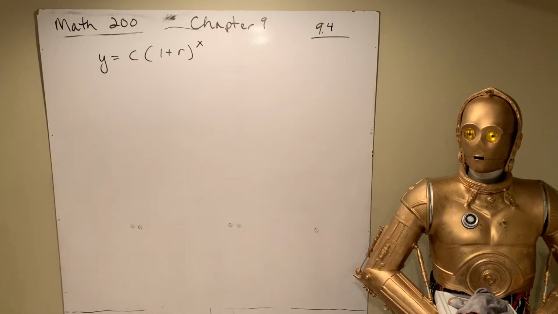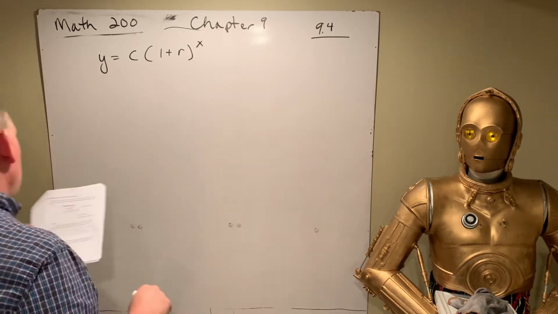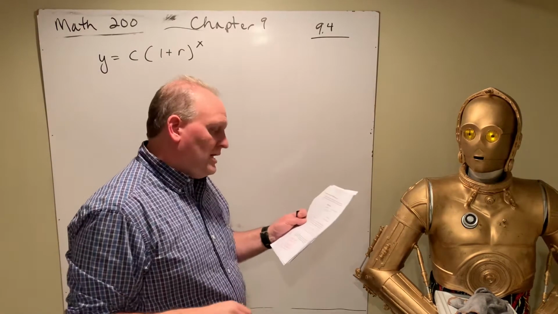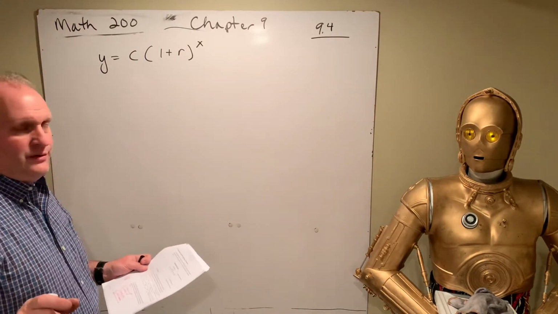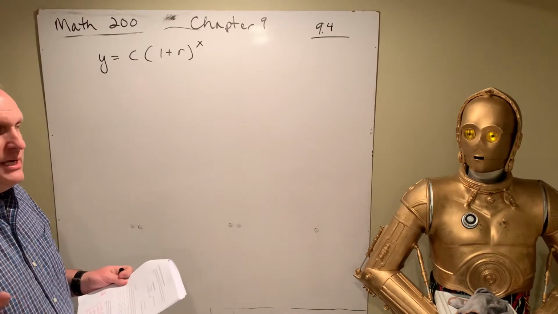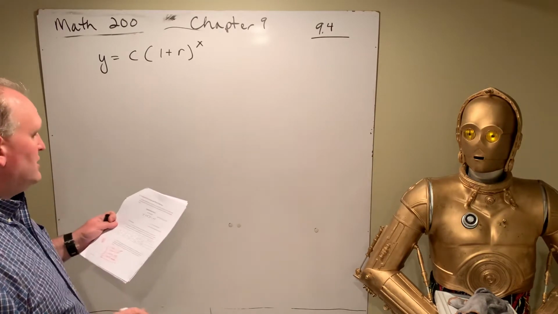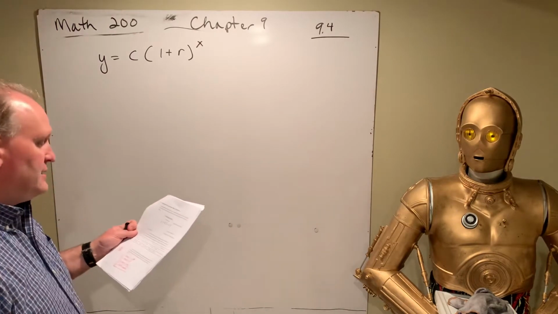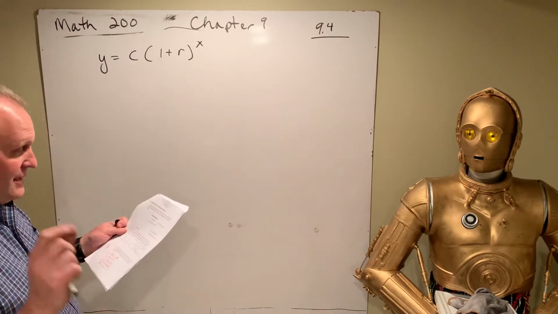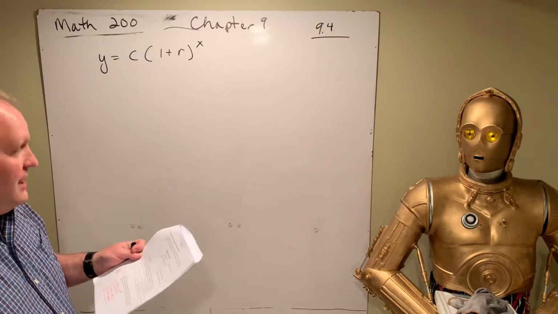Okay, we're back. This is 9.4. We're looking at exponential growth and decay. We talked about growth and decay a little bit on the other ones: you can determine whether it's growth or decay by looking at the base. If the base of the exponential function is a number bigger than 1, it's exponential growth. If it's less than 1, it's exponential decay.